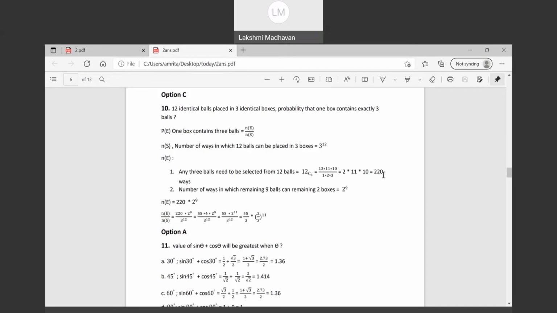Now I have a set of 9 balls that is remaining, and how am I going to arrange these 9 balls in the remaining 2 boxes? So it's 2 raised to 9 ways. So the total will be 220 multiplied by 2 raised to 9, and the total number of arrangements is 3 raised to 12. So we have the answer as 220 multiplied by 2 raised to 9 by 3 raised to 12, which is equal to 55 by 3, times 2 by 3 all raised to 11. So this is a really simple question and it's really easy to solve.